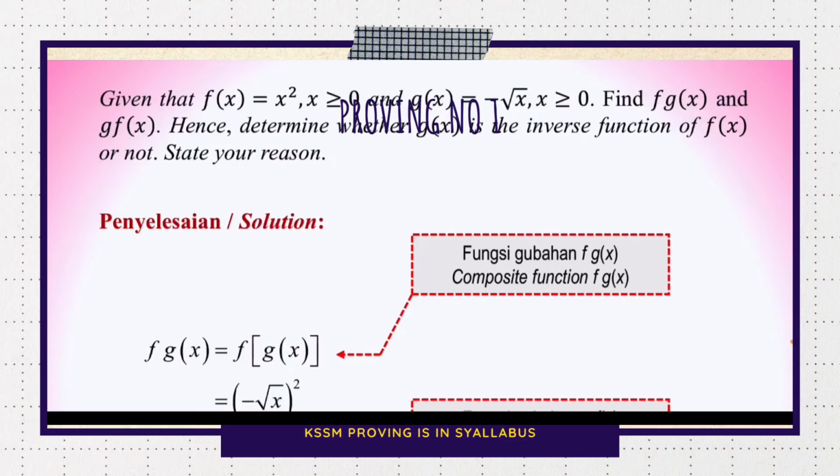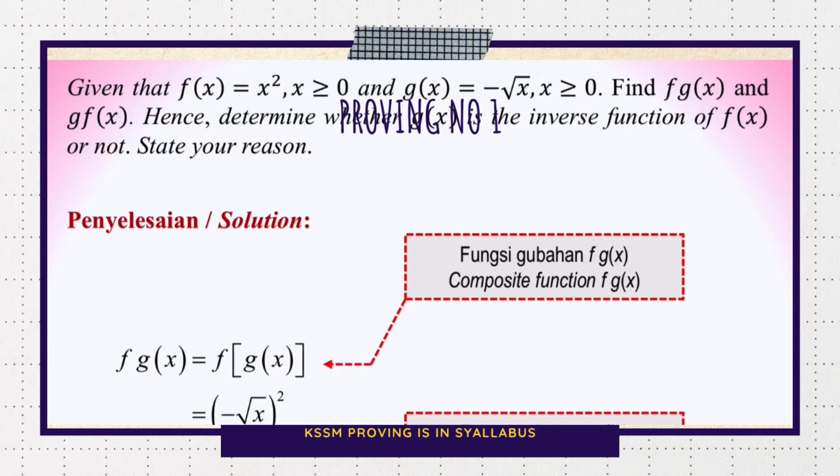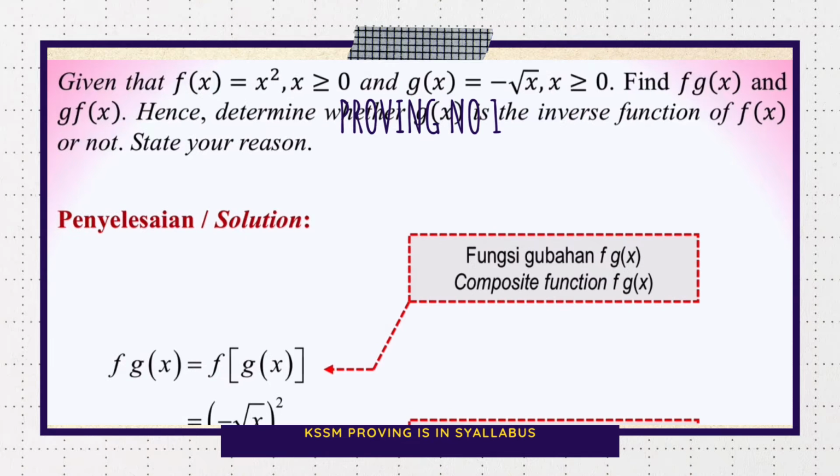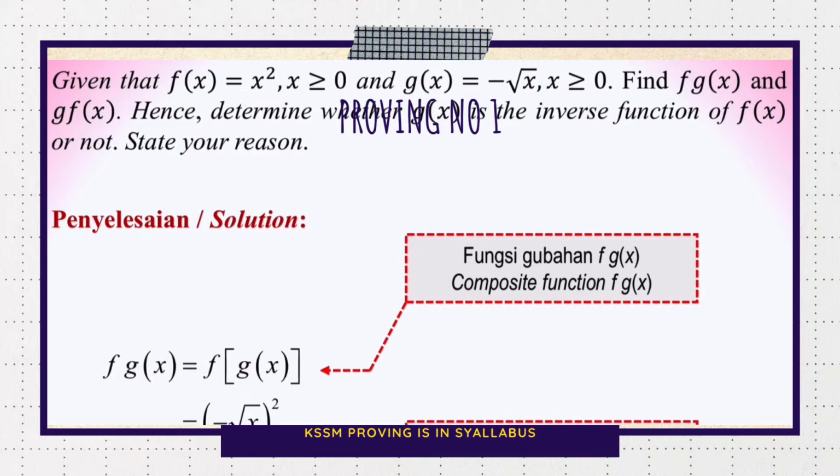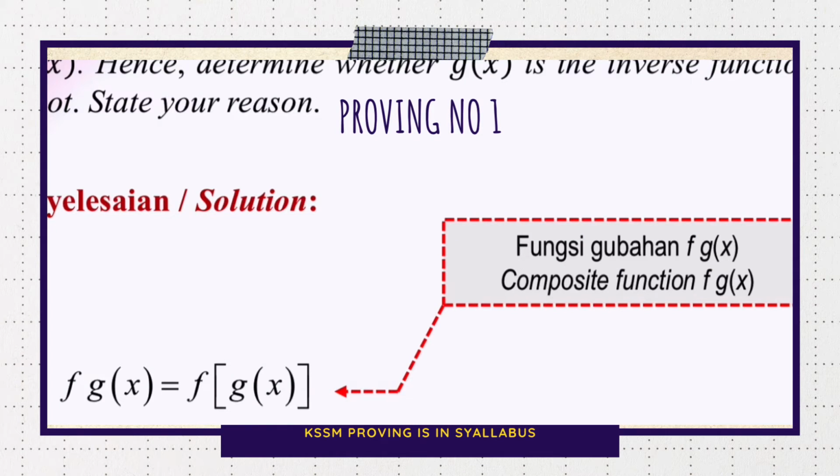This is a proving topic in the Form 4 syllabus and also the Form 5 syllabus. So I will start with the first proving, from Form 4. Given that the function f(x) equals x squared, where x is greater than or equal to 0, and g(x) is equal to negative square root x, where the range of x is greater than or equal to 0. Find the composite functions fg(x) and gf(x), hence determine whether g(x) is the inverse function of f(x) or not. State your reason. This kind of question is called proving.